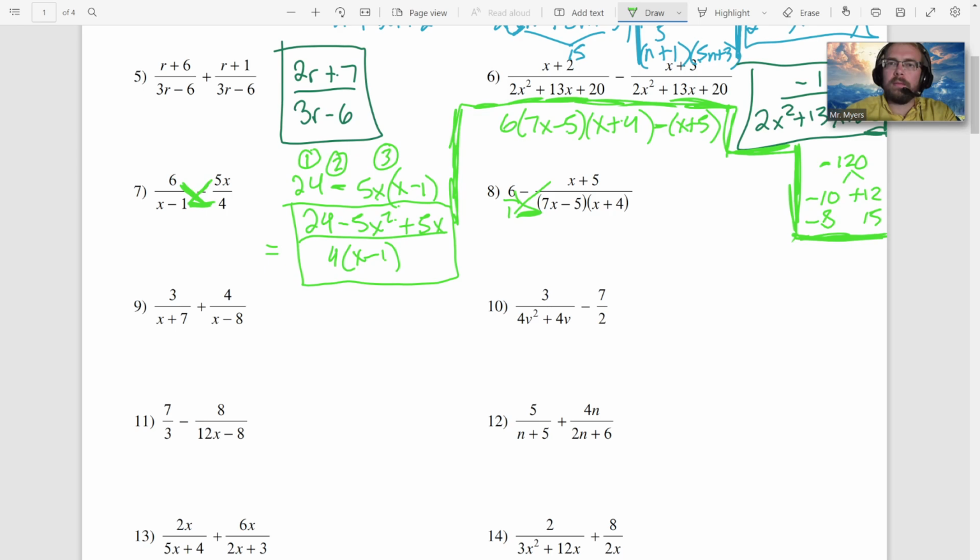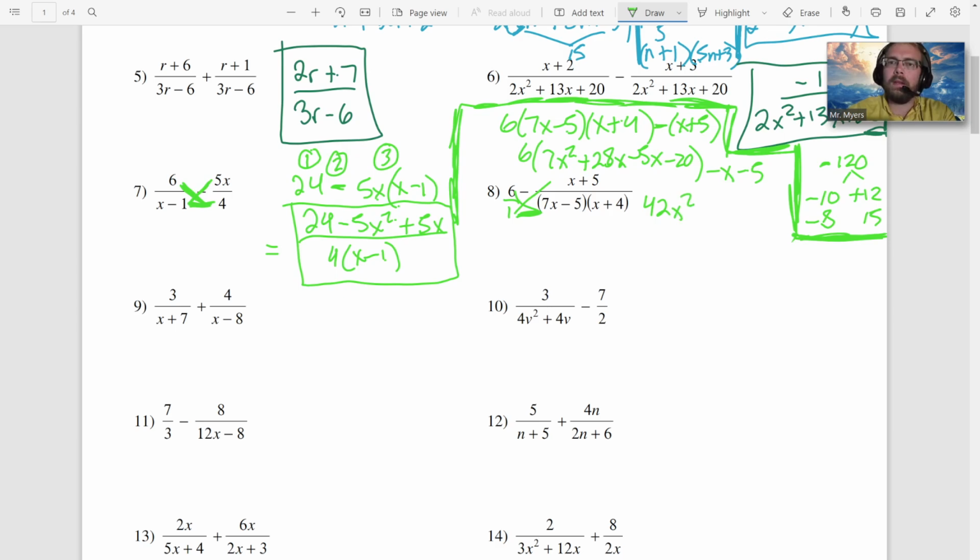So let's see. If we foiled this out, this is going to be a bear to foil out, and I have a feeling it's not going to cancel with anything, but we got to check anyways, right? So 7x squared plus 28x minus 5x minus 20 minus x minus 5. So I'll go ahead and distribute that negative as well. Then we want to distribute that 6. We also want to combine the 28 and the 5, so let's do some of that at once here.